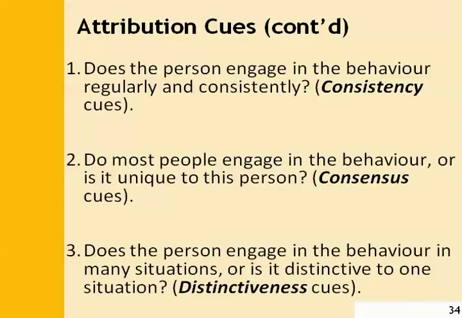Does the person engage in the behavior in many situations, or is it distinctive to one situation? Meaning, throughout this person's life, in different situations, has he engaged in this behavior always, in all situations, or did he engage in it only in this specific situation that happened? That's why we call them distinctiveness cues, whether this behavior distinguishes a specific situation or it happened in many situations before.